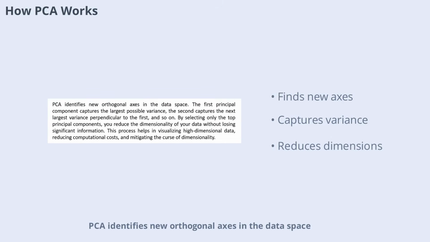PCA identifies new orthogonal axes in the data space. The first principal component captures the largest possible variance, the second captures the next largest variance perpendicular to the first, and so on. By selecting only the top principal components, you reduce the dimensionality of your data without losing significant information. This process helps in visualizing high-dimensional data, reducing computational costs, and mitigating the curse of dimensionality.